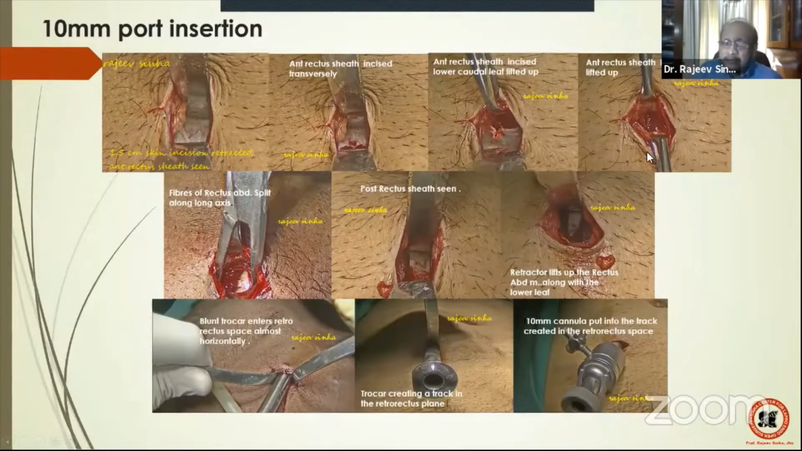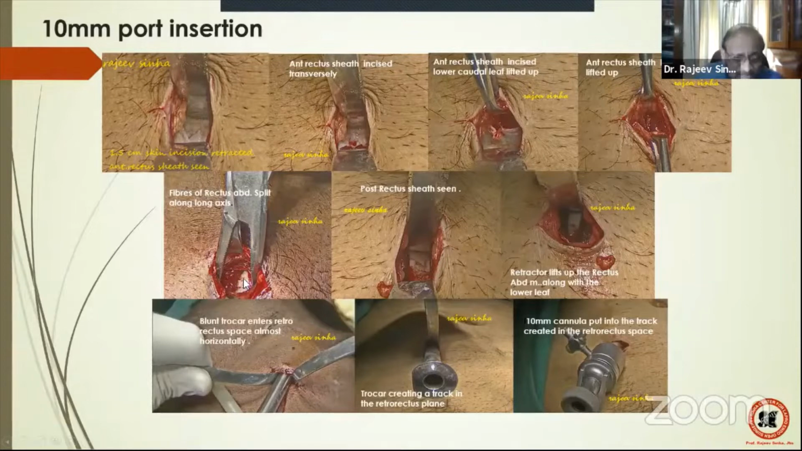Or rather, reverse. This is the inferior, this is the pubic side, this is the head side. So this is the lower leaf, this is the upper leaf. So the lower leaf has been picked up, the upper leaf has been picked up. Now what? Now I'm splitting the fibers of the rectus. The fibers are split. And what do I see in between? The posterior rectus sheath. See the posterior rectus sheath.